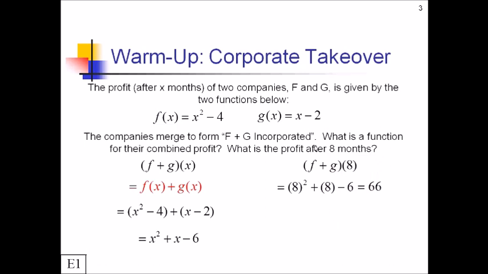Now another way to do this is you could actually plug 8 individually into the two original functions. So we could write f of 8 plus g of 8, and then just plug 8 into each of those. Plugging 8 into the f function, that's 64 minus 4, which is 60. Plugging 8 into the g function, that's just 8 minus 2, which is 6. And 60 plus 6 is exactly what we got before, 66.